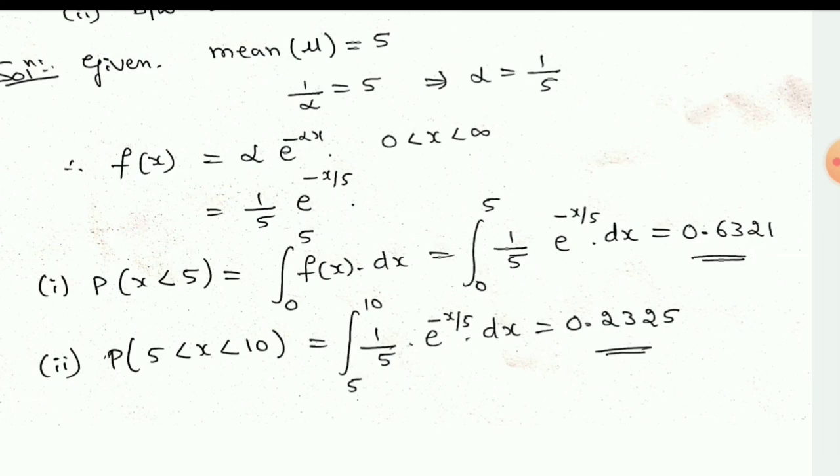What is the second question? Between 5 and 10, that means p of 5 less than x less than 10. So integration is 5 to 10, 1 by 5 e power minus x by 5 into dx. Integrate, you get the answer as 0.2325.